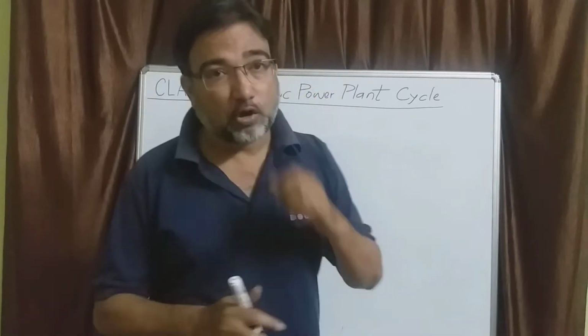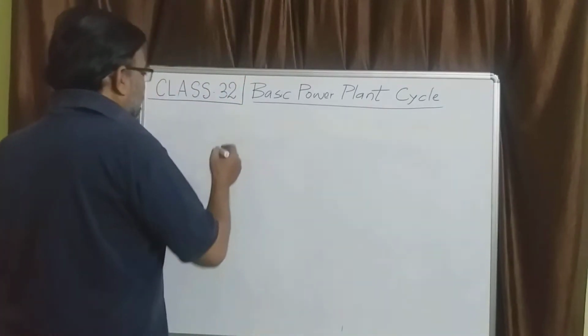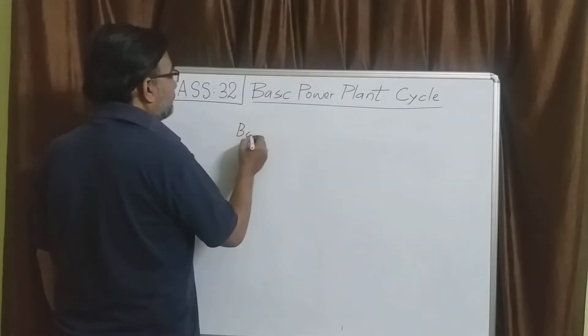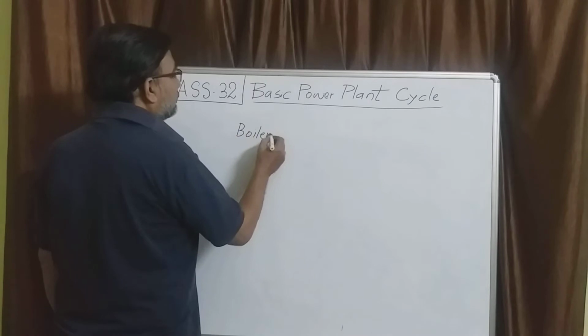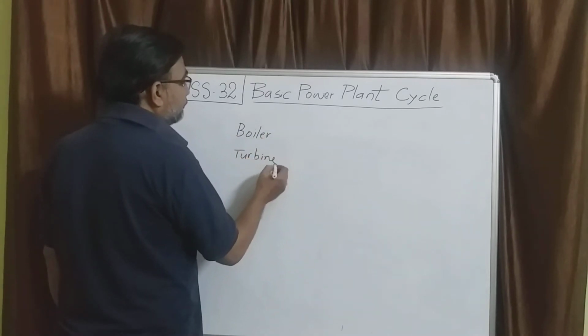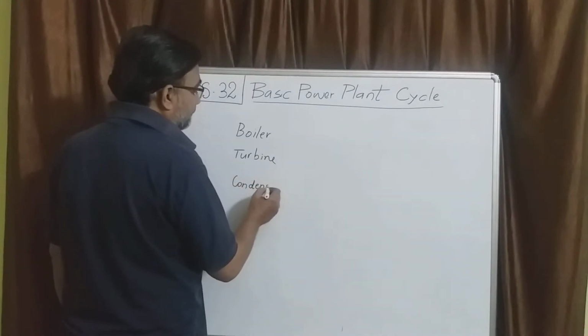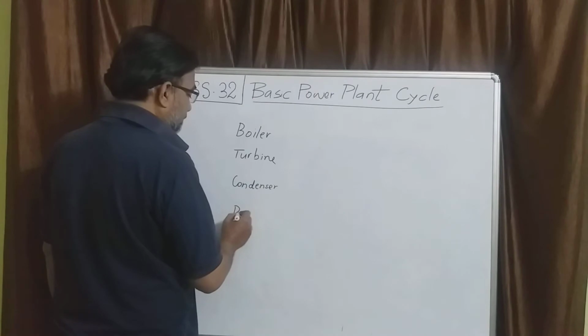So in a steam power plant, therefore, there are four essential units: a boiler, then a turbine must be there, which is followed by a condenser and then a pump.